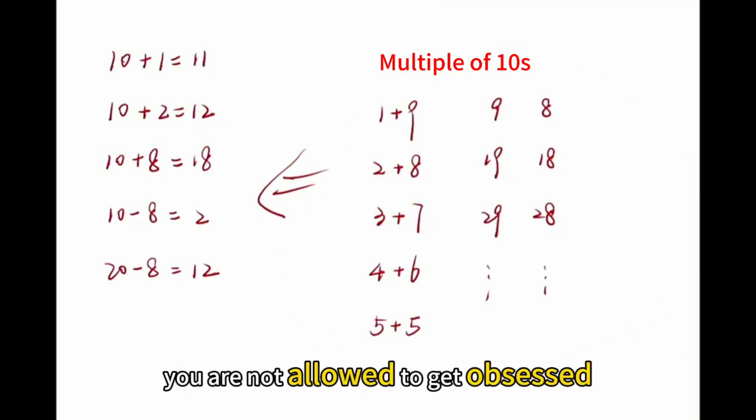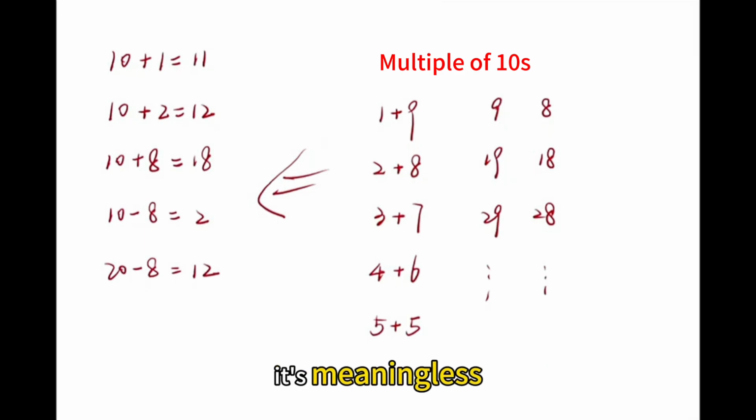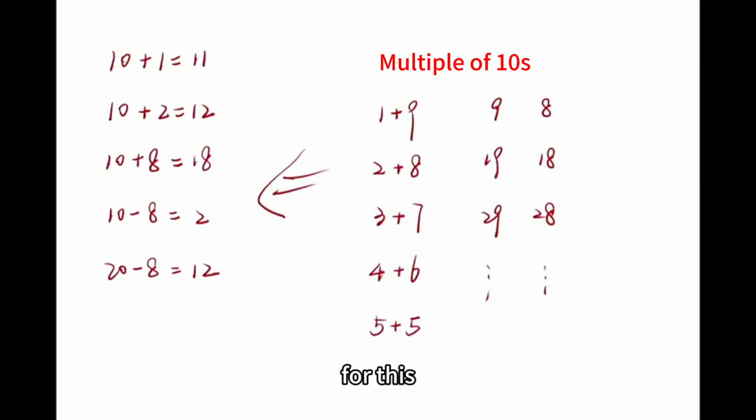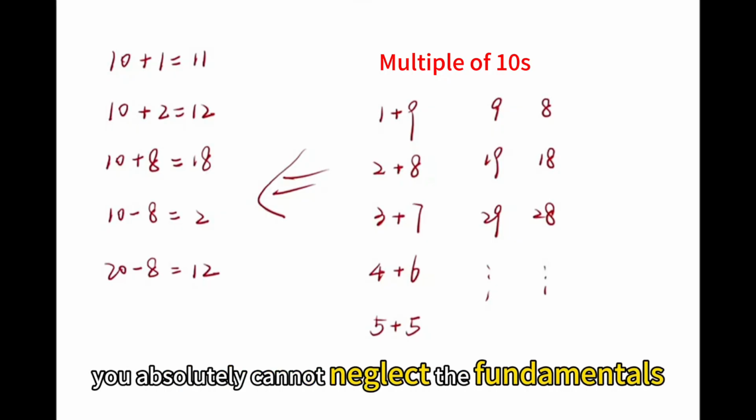You are not allowed to get obsessed. You are not allowed to stand there thinking for a long time. It's meaningless. Just calculate quickly. Just calculate. Because our only goal is to be fast and accurate. For this, what is most important? The fundamentals are most important. You absolutely cannot neglect the fundamentals, okay?